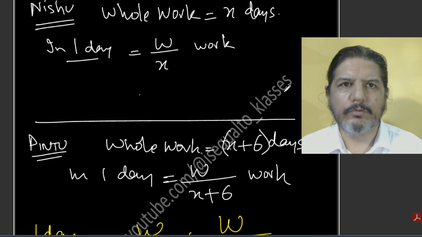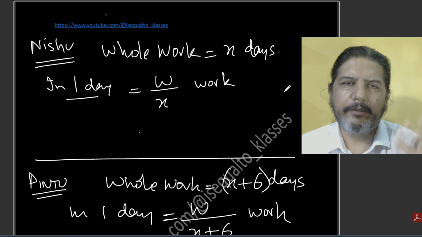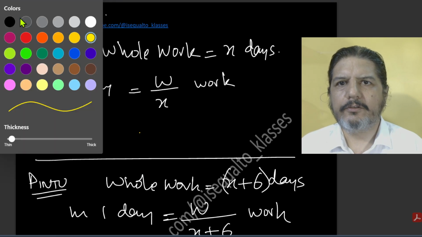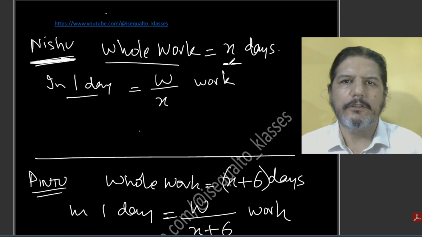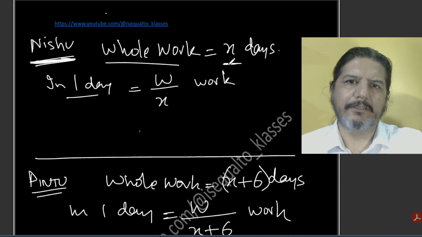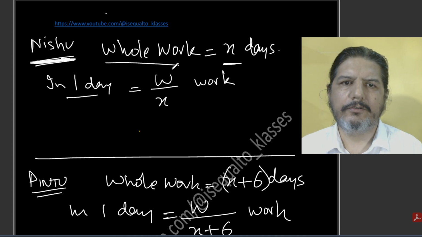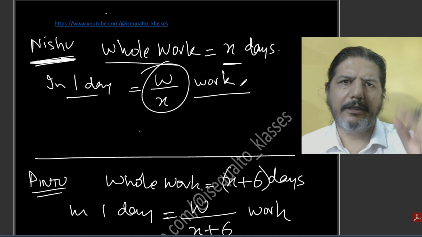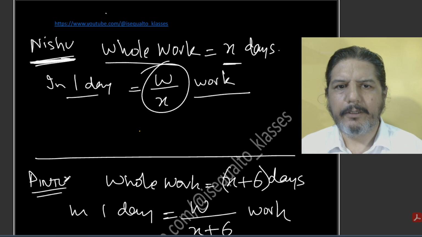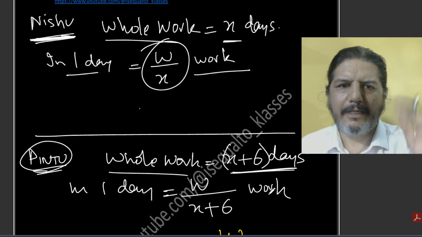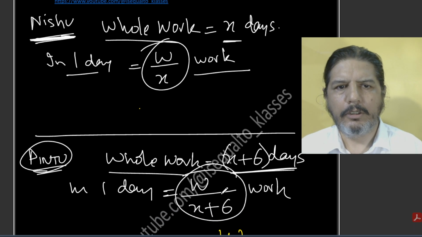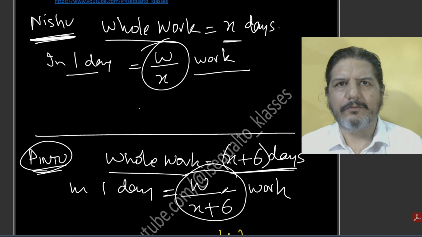I'll take you through the working again. I hope it helps. So first we take the case of Nishu. The whole work she can complete in X days, so in one day she completes W by X of the work. I think this should be clear. Now Pinu completes the whole work in X plus 6 days. He takes 6 days more, so in one day he is able to do W upon X plus 6 of the work.